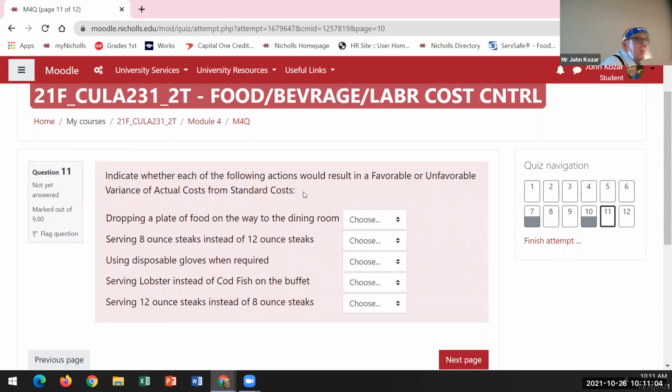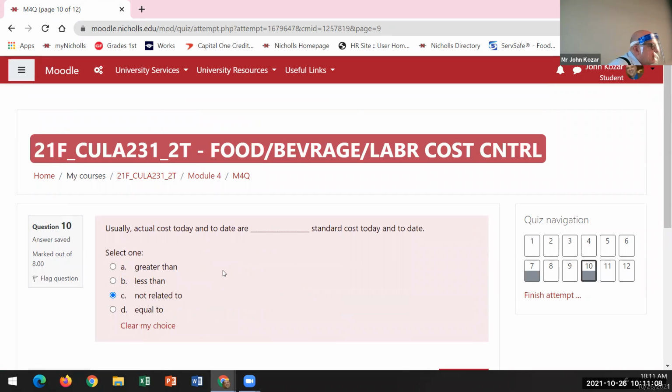Yes. The test says what? Oh, I'm sorry, I'm misreading the question. Sorry. Actual cost today and date. I'm sorry. It's comparing actual cost to standard cost.